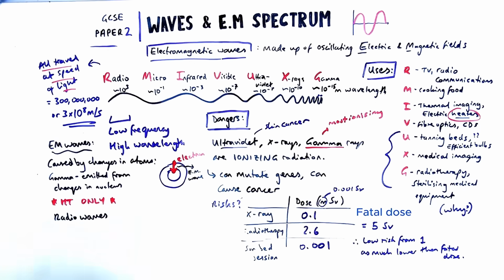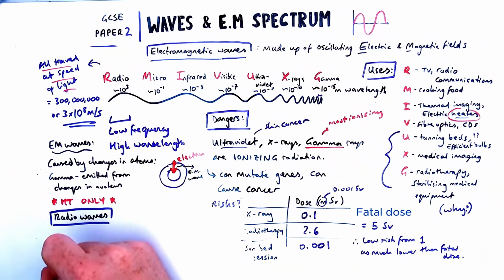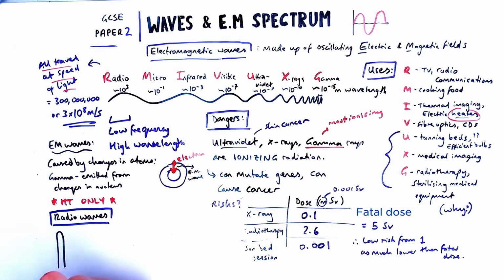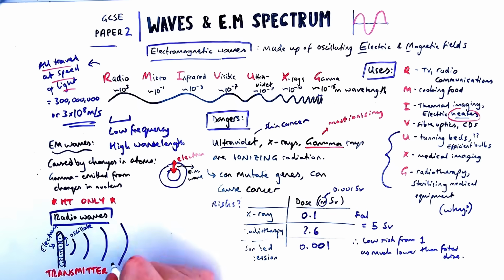A question might say, how are radio waves transmitted from a transmitter or received at a receiver? So from a transmitter, what happens, you have a metal which has electrons. The electrons are caused to oscillate. When electrons oscillate at the right frequency, they produce a radio wave.